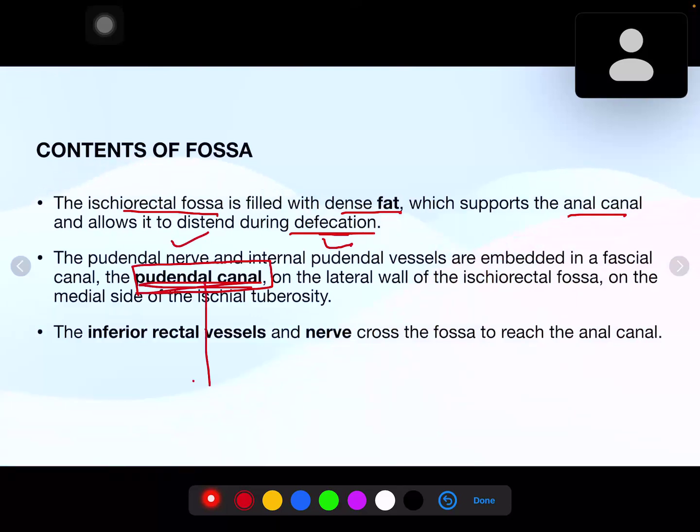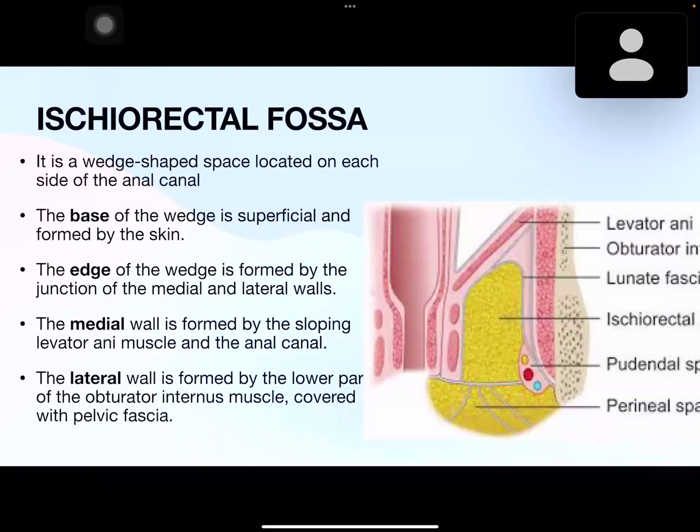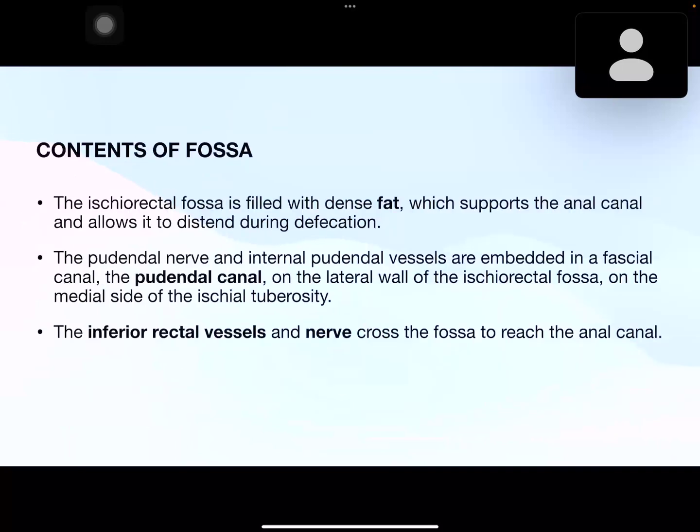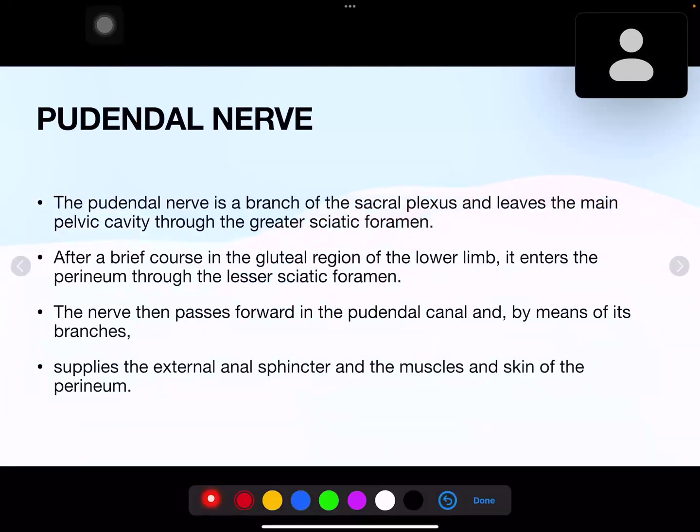The canal is also called Alcock's canal. These are on the lateral wall of the ischiorectal fossa, on the medial side of the ischial tuberosity. The inferior rectal vessels and nerve also cross the fossa to reach the anal canal. So these are the contents and the boundaries of the fossa. These two things are very, very important for exams as well. Now, just a brief one slide on the pudendal nerve and pudendal vessels, because every structure in the perineum is supplied by the pudendal nerve.